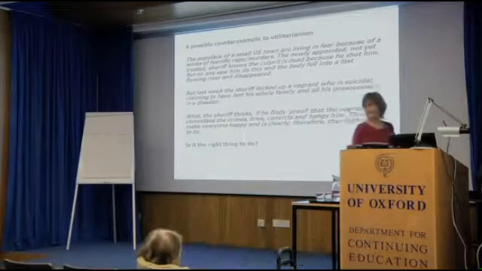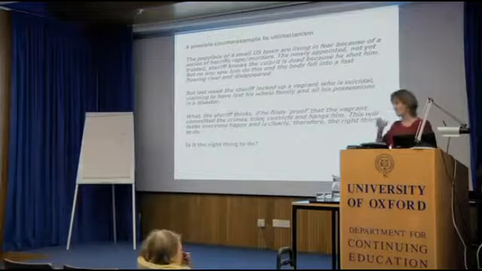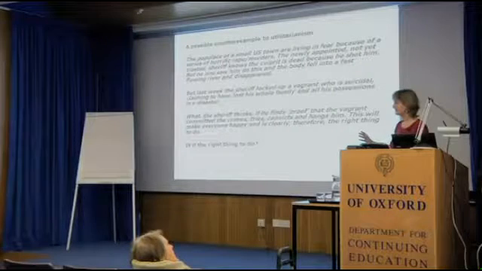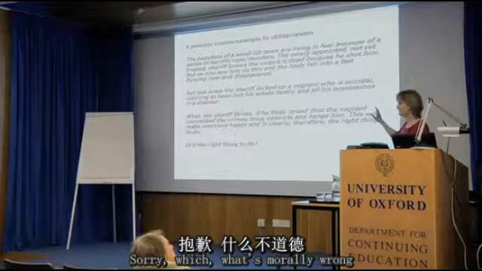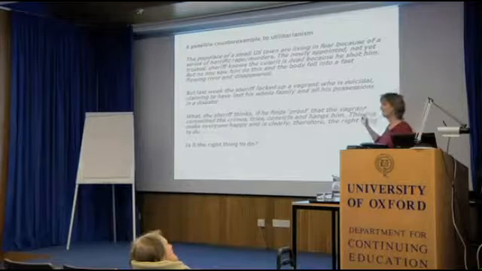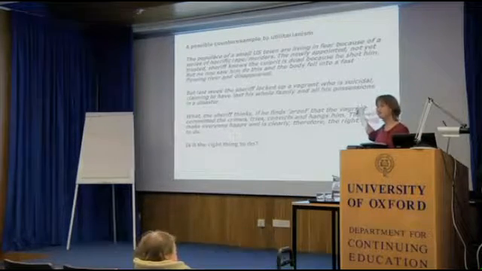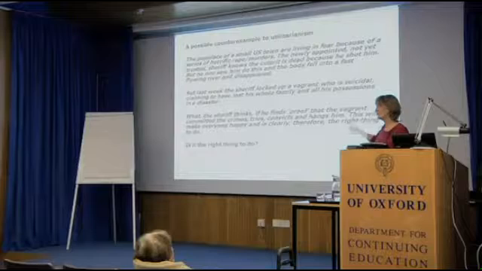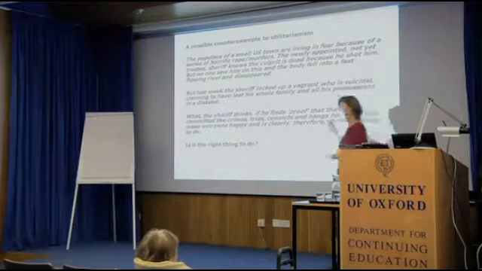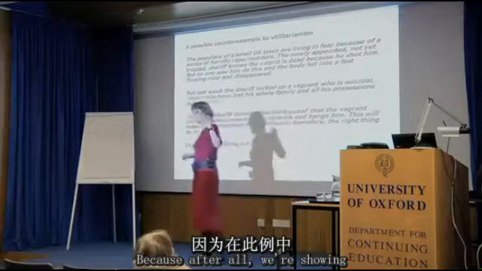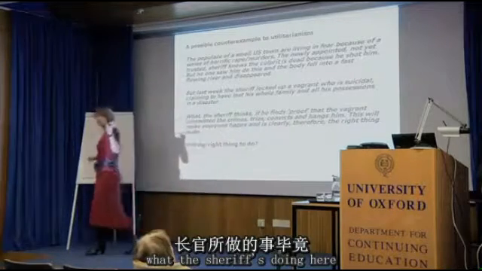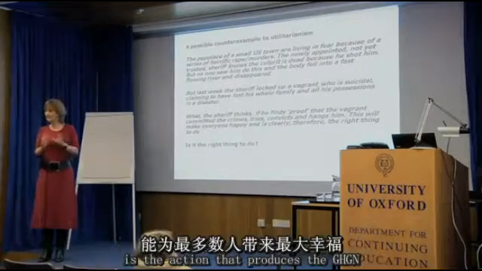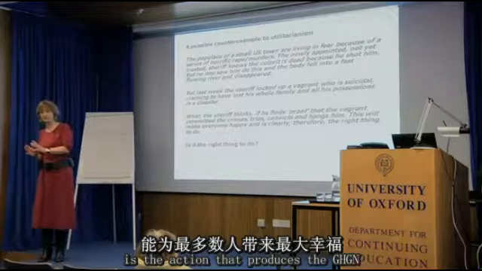Why not? If he knows that the culprit is dead, he's certain he's the one he shot. He shouldn't do that because it's morally wrong. Sorry, what's morally wrong? If the sheriff knows the culprit he shot, the other one, was really the culprit, and if he's certain of that, then it's morally wrong to accuse the other one. Why? Because after all, we're showing that what the sheriff's doing here is producing the greatest happiness, the greatest number, aren't we? And utilitarianism says that the right action is the action that produces the greatest happiness, the greatest number.